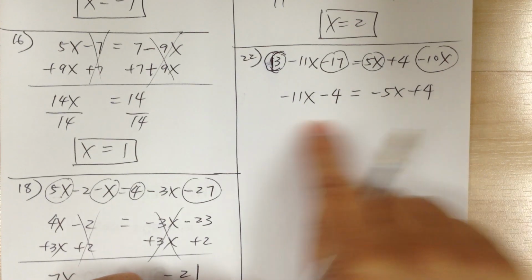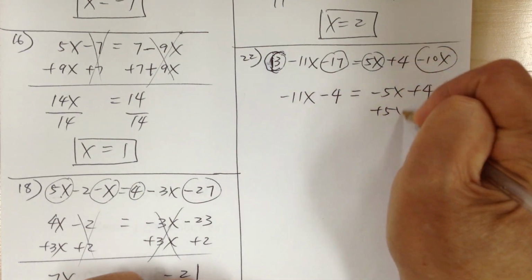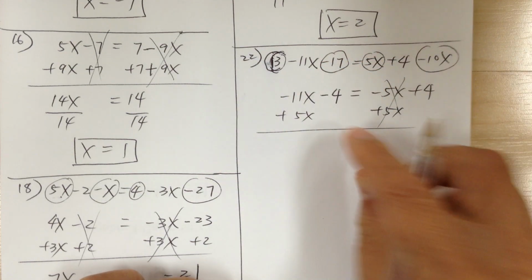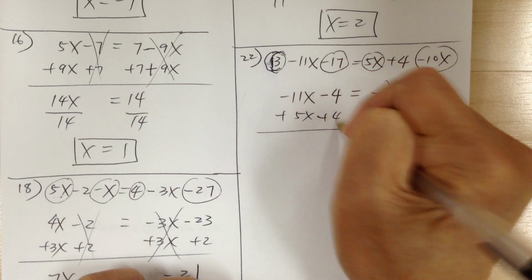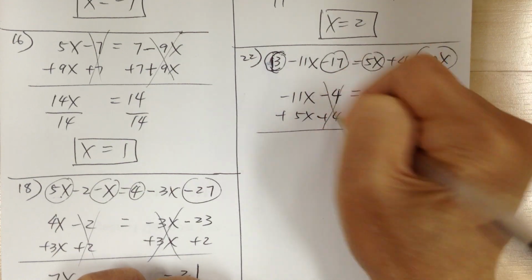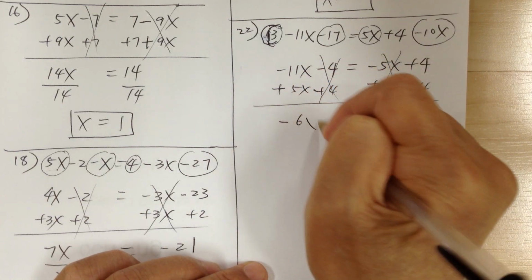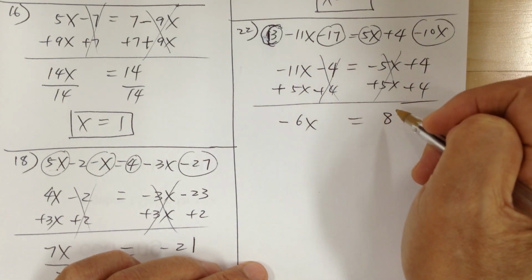Okay, now let's go move this to this side, so plus 5x on both sides. Okay, this will cancel out. And I'm going to move this over, so plus 4 on both sides. So this will cancel out. Okay, so now you're going to get negative 6x is equal to 8.